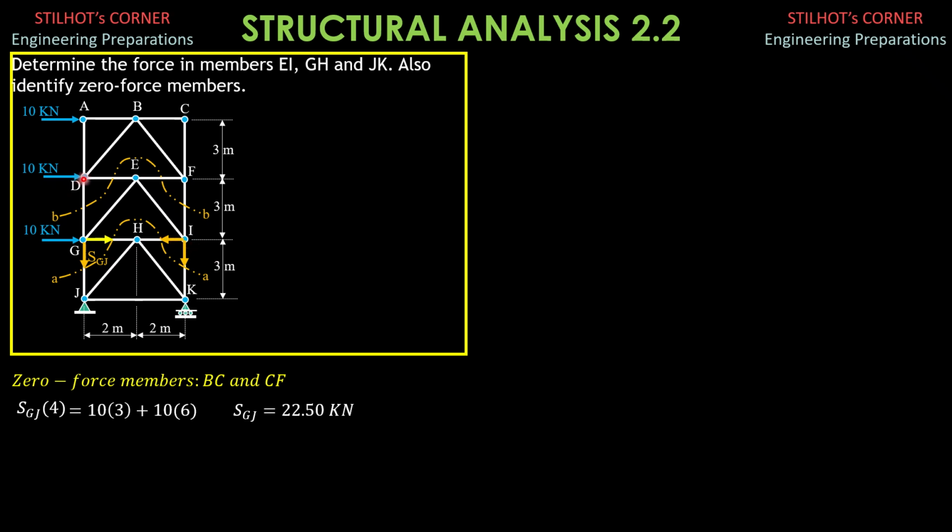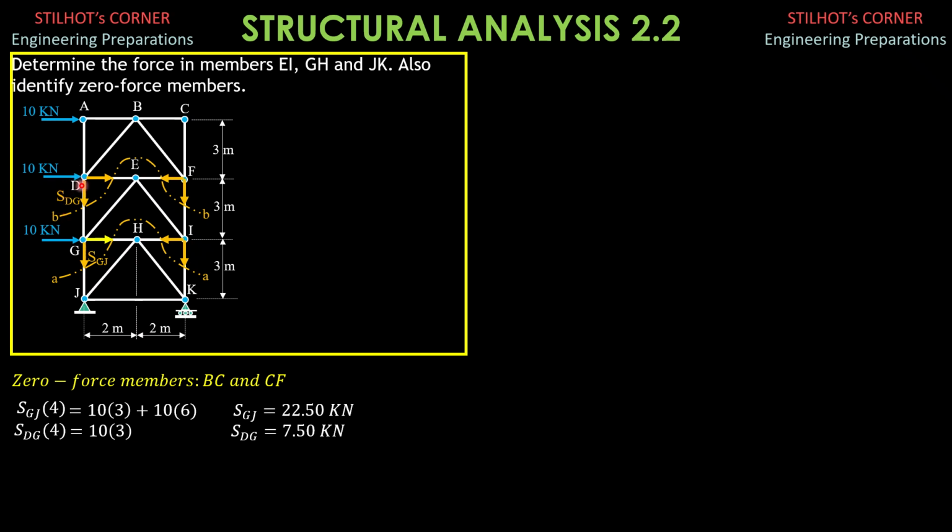So next, we section this part here, and these are the forces involved to solve for SDG. So we sum up moments about F equals 0. This is SDG. So counterclockwise positive, SDG times 4. Then this is the only force that has moment about F, so equals 10 times 3. So SDG times 4 equals 10 times 3. From there, we can solve for SDG, which is also tension, and it is 7.5 kilonewtons.